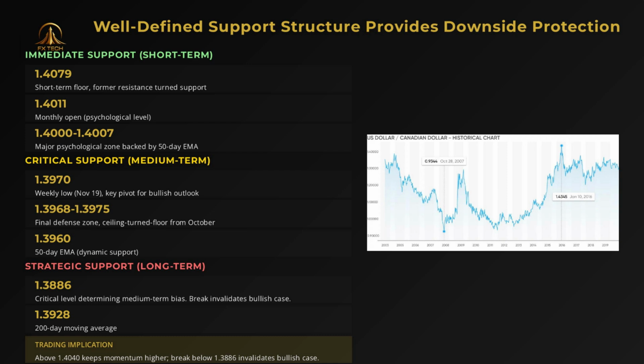The most important strategic support is 1.3886, which determines the medium-term bias. A sustained break below this level would invalidate the bullish case and suggest the uptrend from 1.2005 has completed. The 200-day moving average at 1.3928 provides additional long-term support.